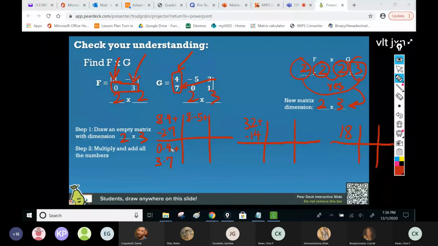All right, now solve this. 0 times 0, and then 3 times 7, which will give you 21, and then add it together, and that's your answer.